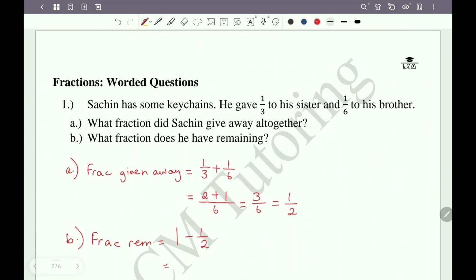Right, now 1 can be expressed as any number over itself, and to make things simple, we will choose a number to be the denominator of whatever fraction we're taking away. So we'll have 2 over 2 minus 1 over 2, and we can just subtract the numerators as we have the same denominator. So 2 minus 1 is 1 over 2. So if he gives away 1/2 of his keychains, he would remain with 1/2 of his keychains, and that is the fraction that he remains with. So that's the answer for question 1. Let's move on to question 2.